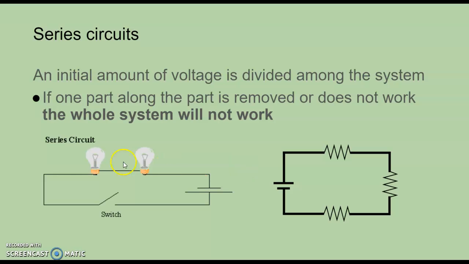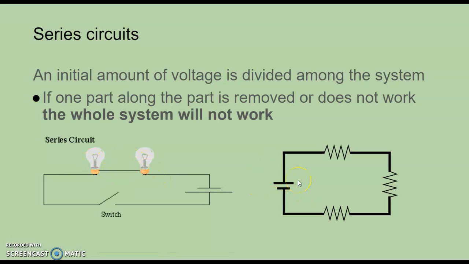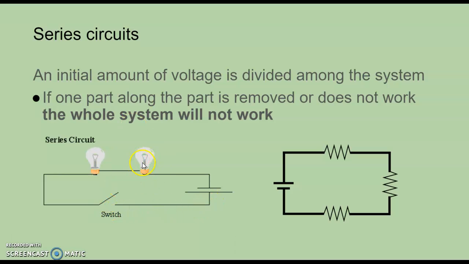So I have this series circuit. The thing that you guys need to remember is it's just one continuous loop around. The initial amount of voltage is split up between the system. So imagine if this one resistor or this one light bulb stopped working, right? This is done, it can't work. If this part of my circuit isn't able to work, then the whole thing won't be able to work because the electrons can't get to the other side. Remember, for a series circuit to work, the electrons need that complete closed circuit. And if something isn't working here, then it's not going to be able to work for the whole system.